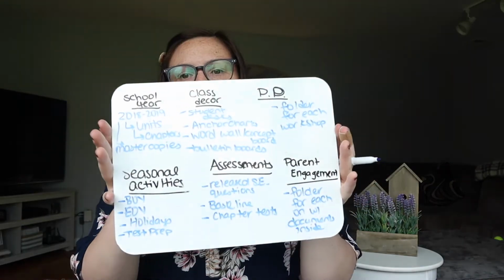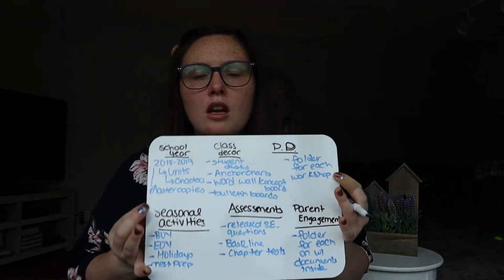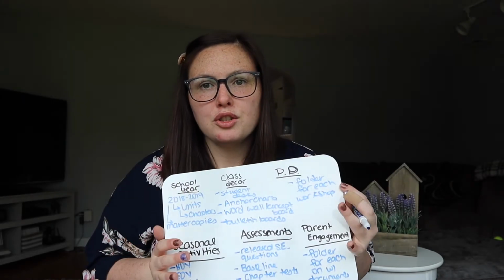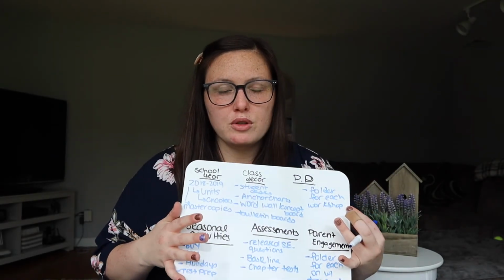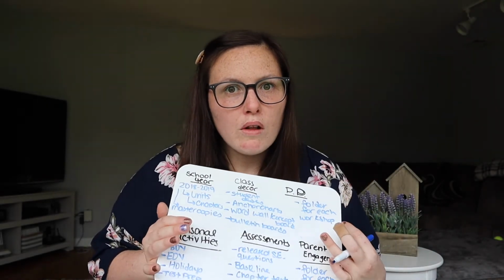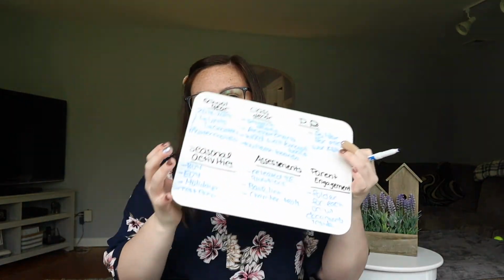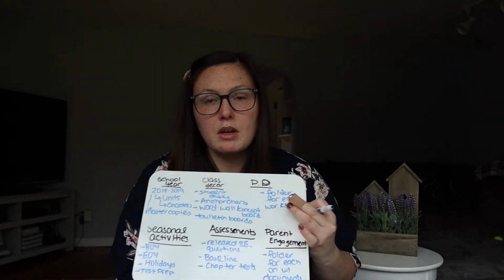Okay, so those are my 6 buckets, and then I broke it down into the subtopics. So now here's where we're going to get started dragging all this stuff. You're going to drag all of the files that you have first into the major bucket that they belong in. So here would be school year, class decor, PD, seasonal, assessments, and parent engagement. And then go bucket by bucket and drag them to the specific folder that they belong in.